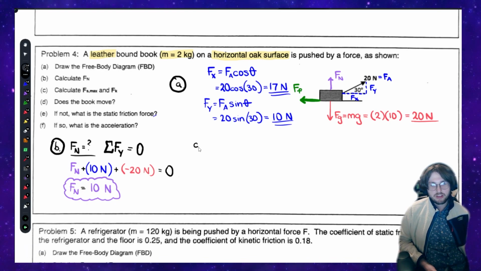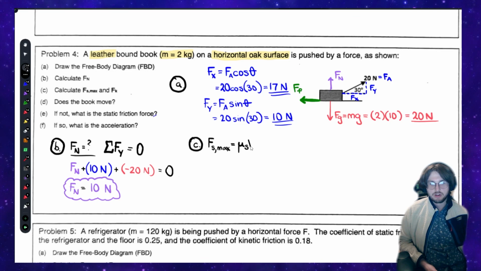So now part C is asking us to find the two frictions, the max static friction and the kinetic friction. So Fs max, the max static friction, well, we're rearranging the original equations from the beginning of the video slightly.